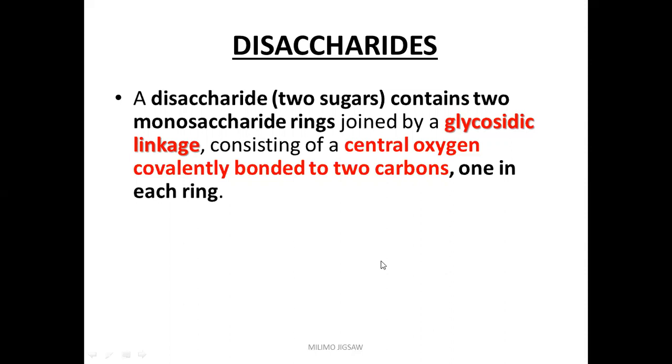So this glycosidic linkage and the rings will consist of a central carbon or a central oxygen that is covalently bonded to two carbons, one in each ring. So we're going to see how this glycosidic bond is formed. It consists of a central oxygen that is covalently bonded to two carbons, one carbon in each ring.